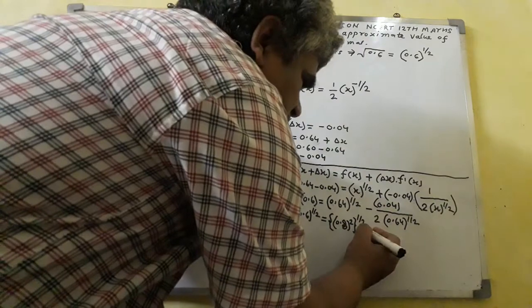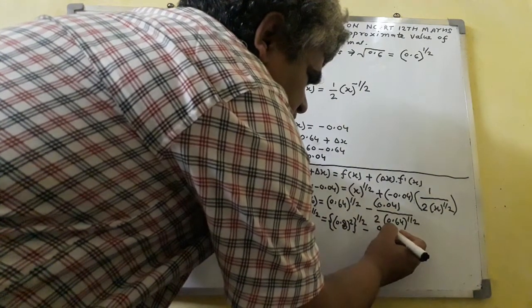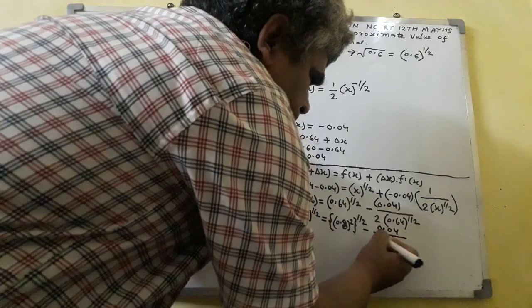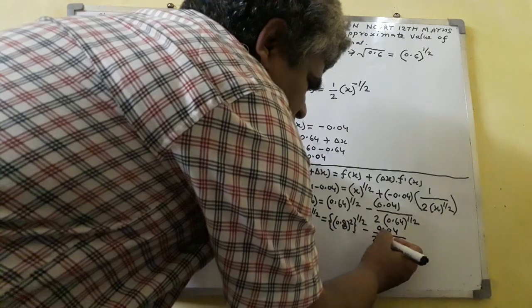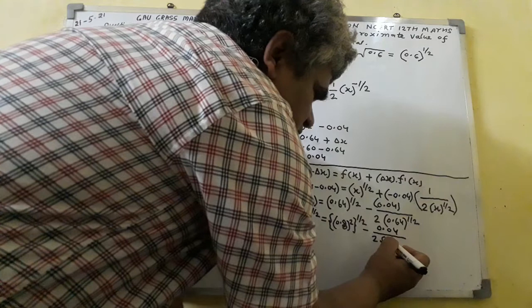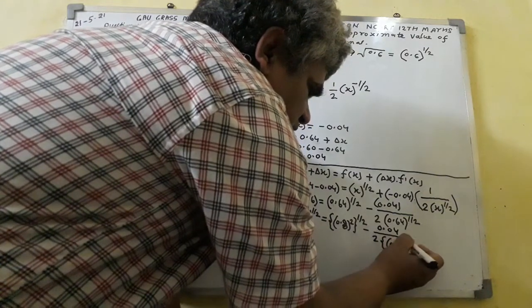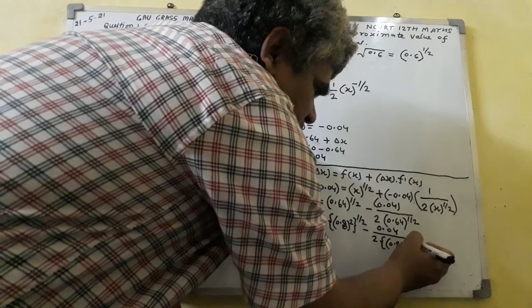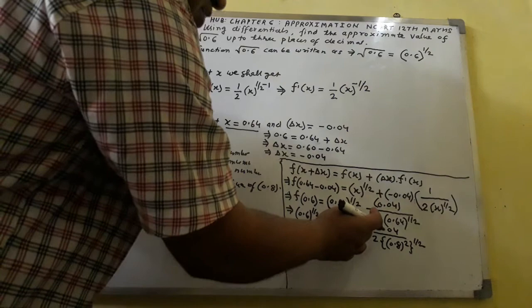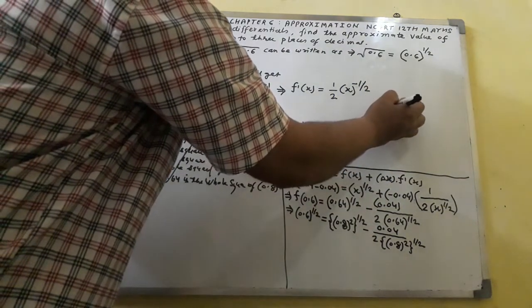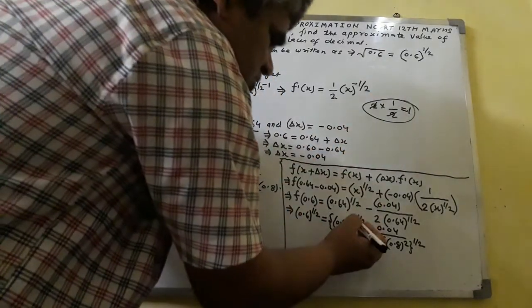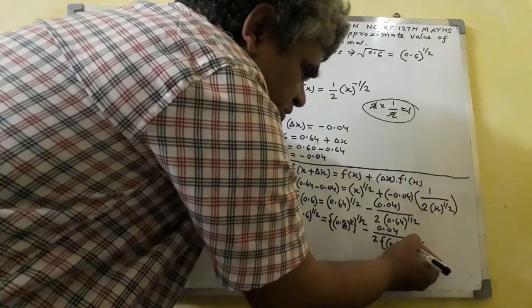And here again I shall write minus 0.04 whole over 2. Here open curly bracket. Here 0.64 can be written as 0.8 ka whole square raised to the power 1 over 2. So here you can see 2 will multiply to 1 over 2, you will get here 1. So here this one will cancel out. Also this one will cancel out.